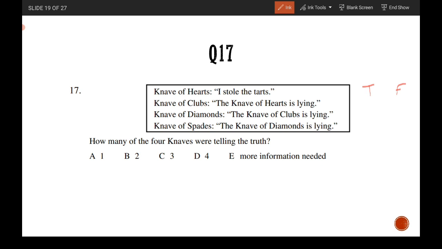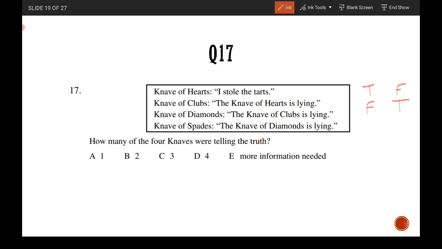If that's a true statement, then the knave of hearts didn't steal the tarts. The only place that is going to work is here. Whereas if the knave of hearts is telling the truth and he did steal the tarts, then this would be a lie. And you can already see this becomes confusing very quickly. Reasoning is one of the tough problems on this test, but they have one pretty much every year.